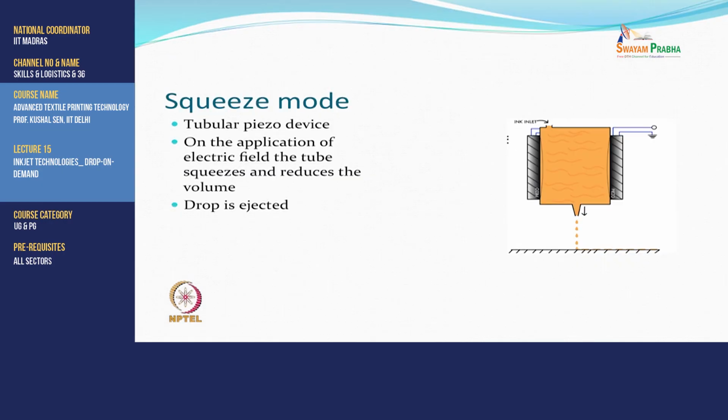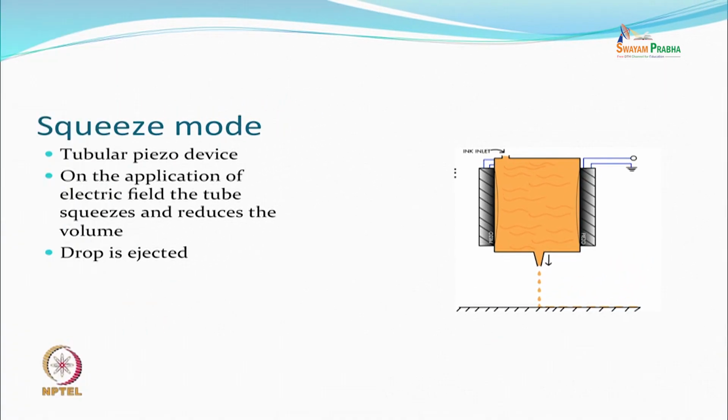There is a squeeze mode, where the whole sensor could be a tubular sensor. There may be a membrane which is holding the ink, but the whole sensor is a tubular, annular sensor, and so the tube will shrink or expand. So one can have some of these types.